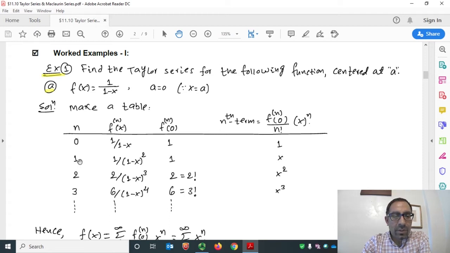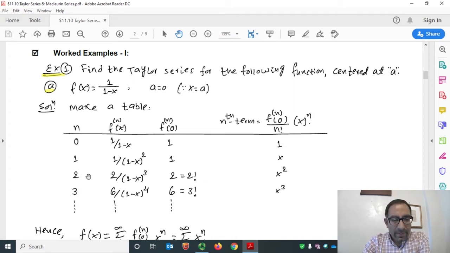Put n equals 1. Take the first derivative of 1 over 1 minus x, which turns out to be 1 over (1 minus x) squared. You have to use the chain rule here. Evaluate the first derivative at x equals 0, which turns out to be 1. The nth term's coefficient is 1 over 1 factorial, which is 1, and x to the power 1 is x, so simply x.